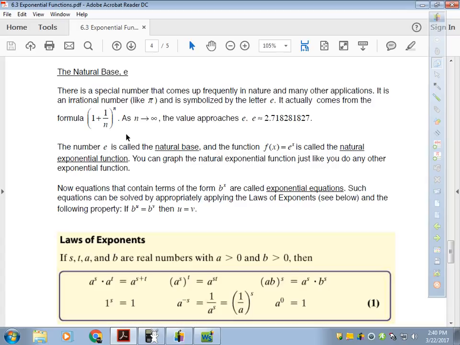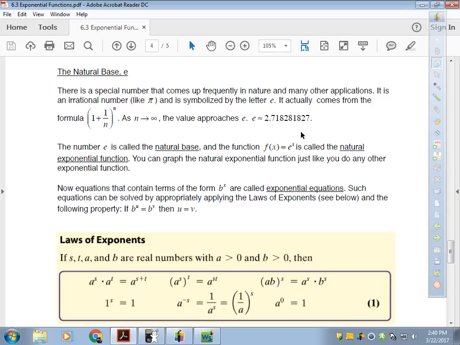Now, as I mentioned earlier, e is called the natural base. It comes up a bunch of times in nature. And so when we write an exponential function with a base of e, it's called the natural exponential function. So the natural exponential function is f of x equals e to the x. You can graph it and do things with it just like you do any other exponential function. You'll just have to use your calculator to help you find the values, because you're not going to do e squared in your head.